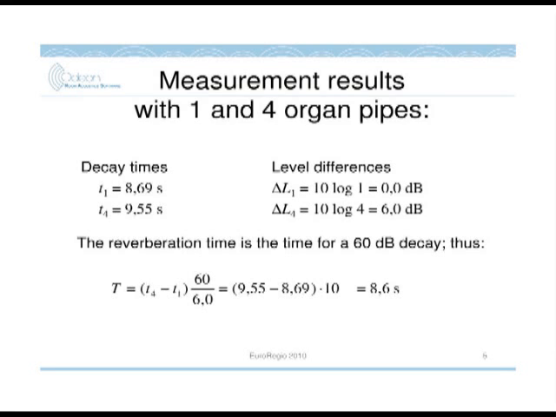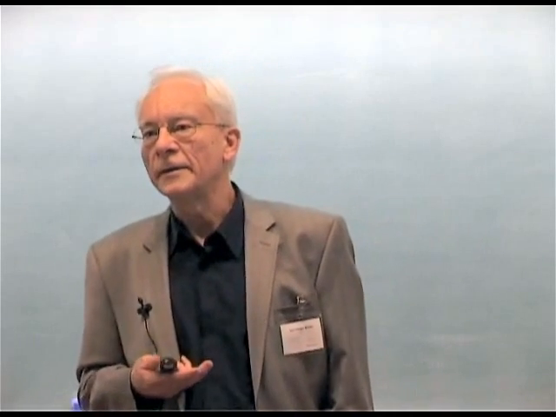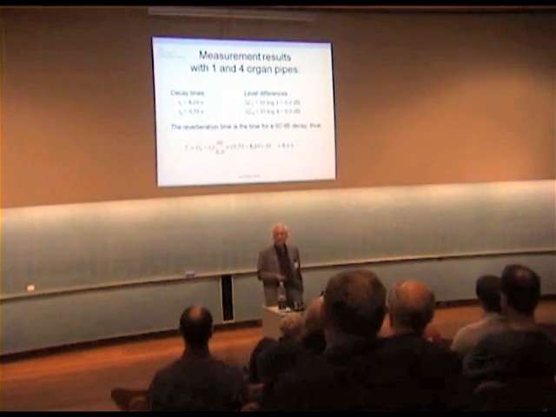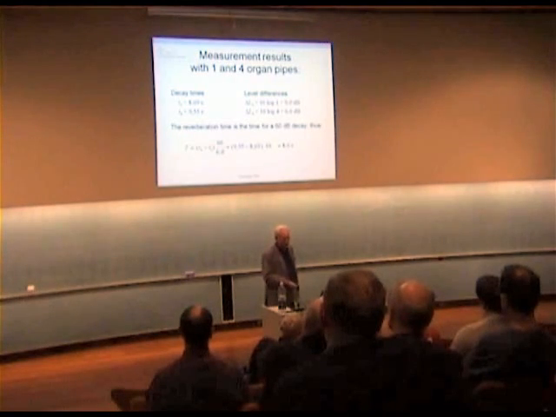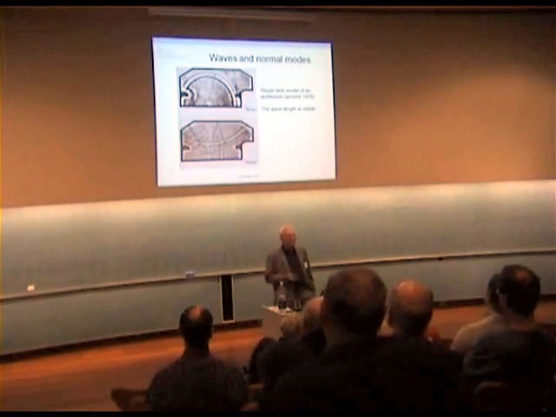So he used his own ears, listened to the sound, made the stop of the organ pipe, then started to measure the time very accurately, and then he could stop the time measure when he couldn't hear the sound anymore. And with 4 organ pipes instead of 1, of course he could hear the sound a little longer, and the difference in time corresponded to a decay of 6 decibel. So he just had to multiply by 10, and then he had the decay for 60 decibel. And it was amazing how accurate he actually could measure with this technique. I guess he has trained a lot with his ears.